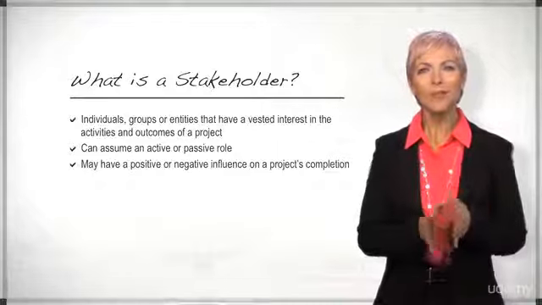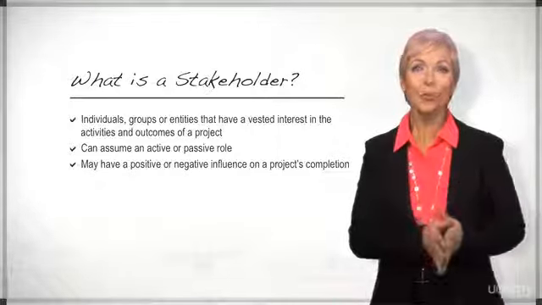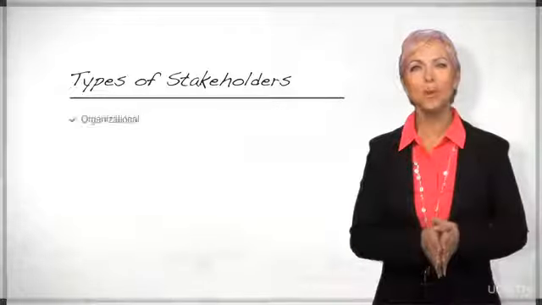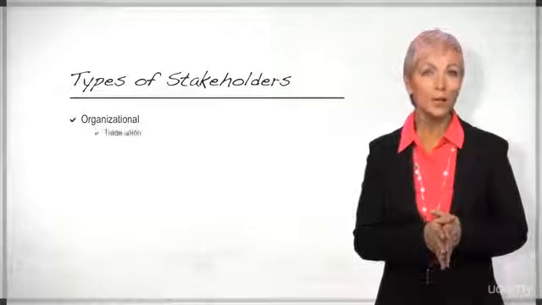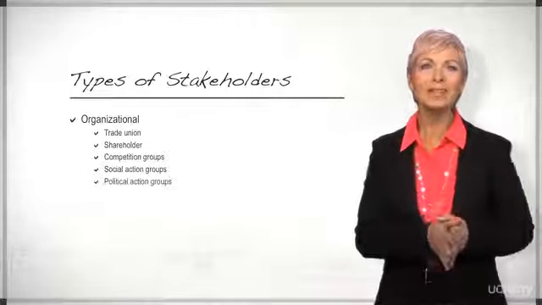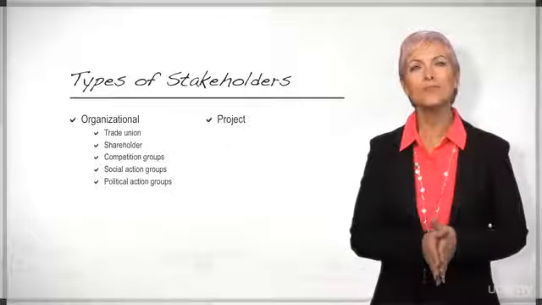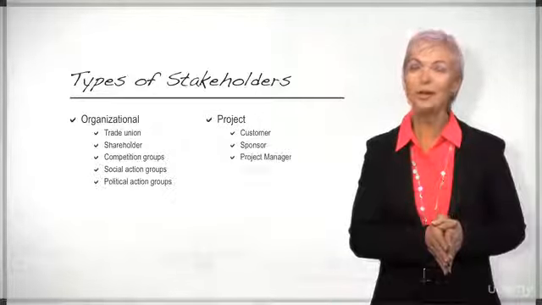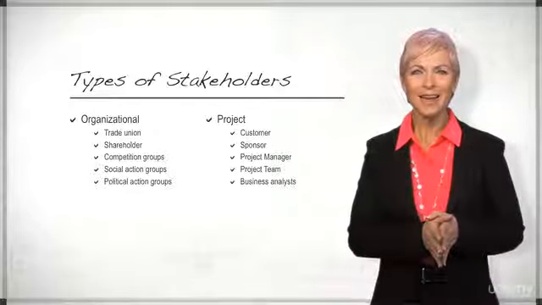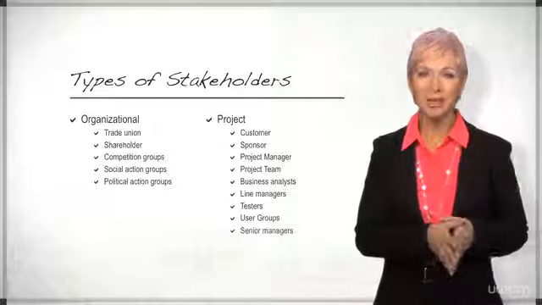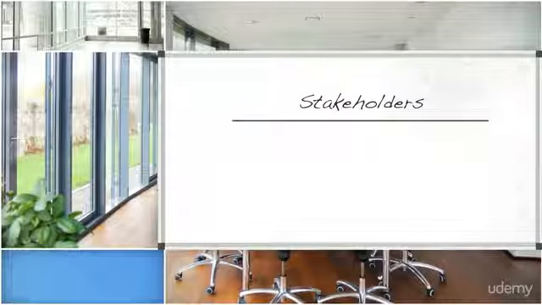Stakeholders may also arise from organizations that, again, would or could have an interest in a project. A few good examples of an organizational stakeholder would be a trade union, a shareholder, competition and social or political action groups. Examples of project stakeholders are the customer, sponsor, project manager, project team, business analysts, line managers, testers, user groups, and senior managers. Stakeholders play a critical part in the development of requirements for a project.